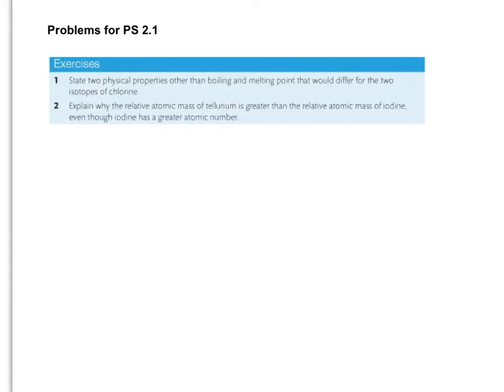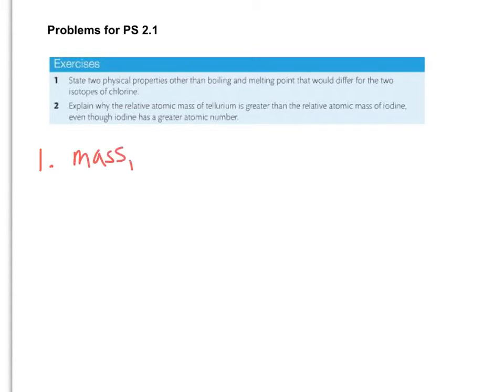Question number 1 from the exercises asks, state two physical properties other than boiling point and melting point that would differ for the two isotopes of chlorine. Remember, the chemical properties are the same for the isotopes, but physical properties are going to be anything that are dependent on mass for the most part. So mass would be one.